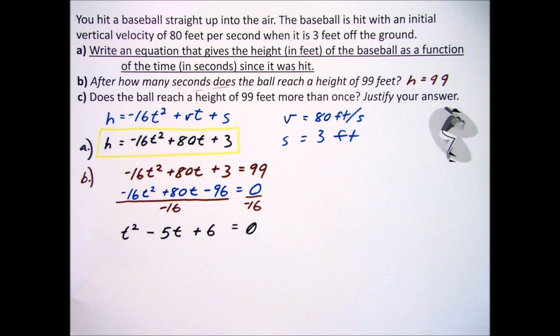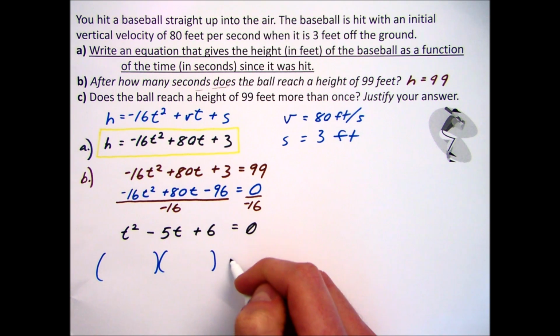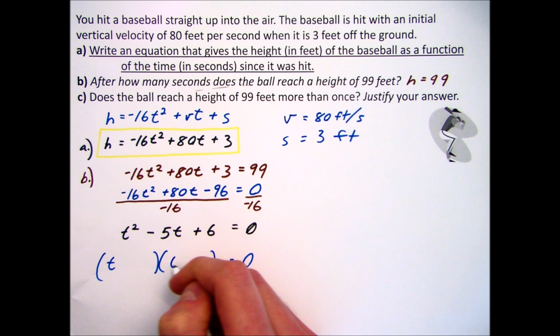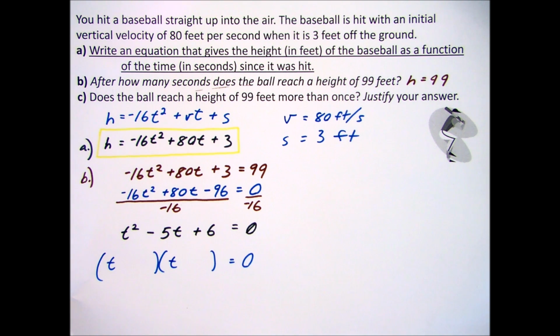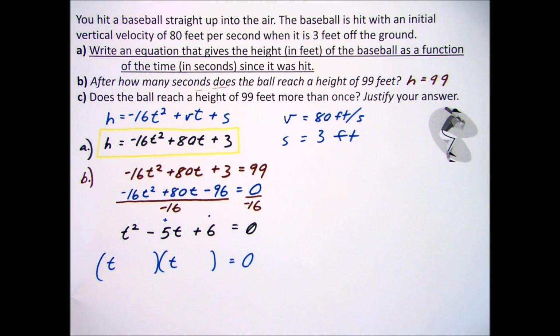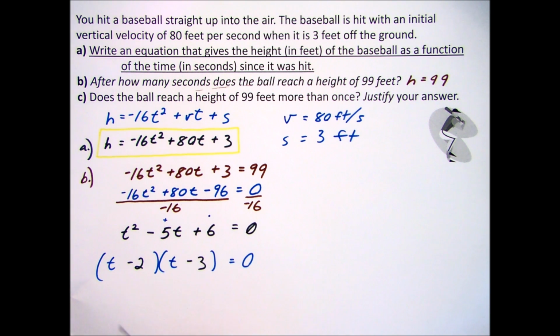From here now, we just need to factor. The only way to get t squared is t times t. And now we need two numbers that multiply to give us positive 6, but add up to give us negative 5. Those two numbers would be negative 2 and negative 3. You can quickly distribute this, just to verify that you would get what you have above.